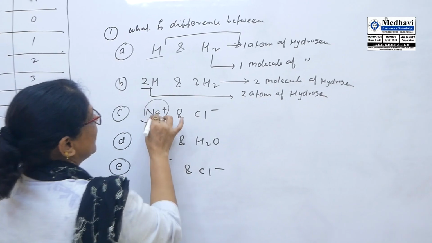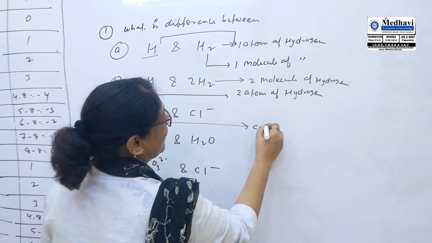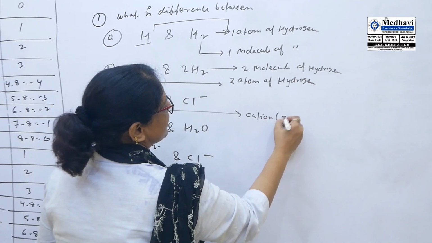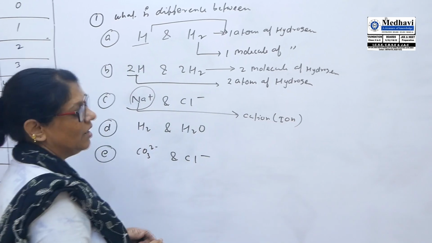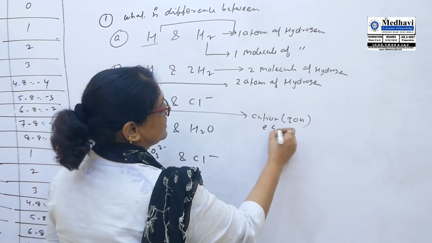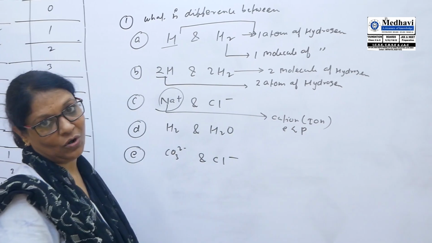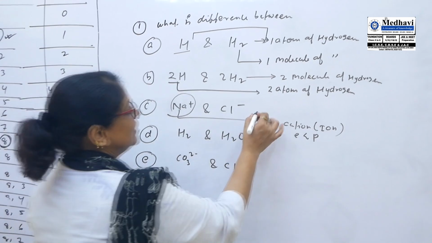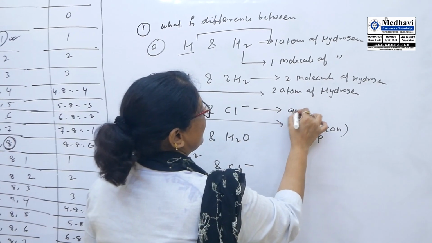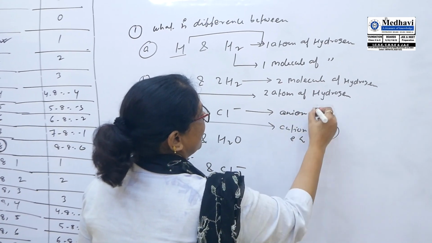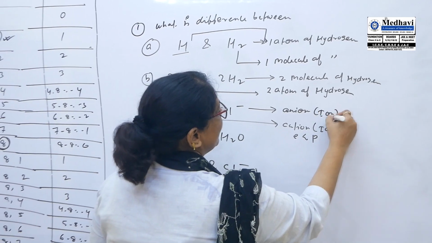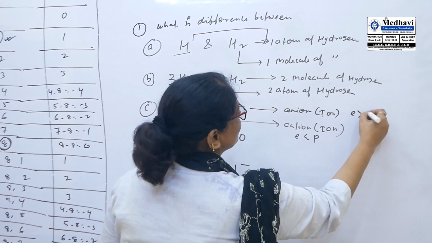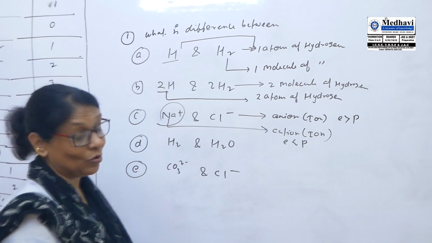Na plus, you can say it is a cation, or you can say it is an ion. Here the number of electrons is less than the number of protons. Cl minus is an anion, which is a type of ion. Here the number of electrons is more than the number of protons.